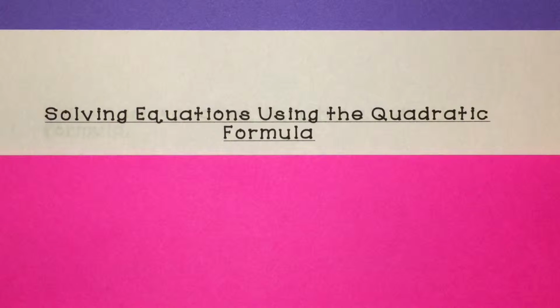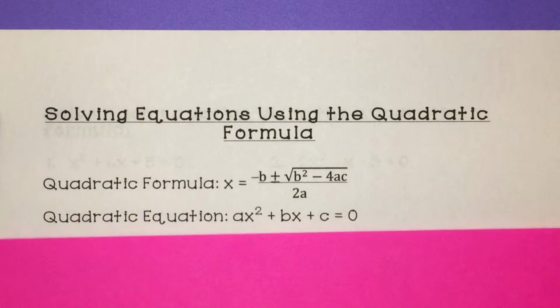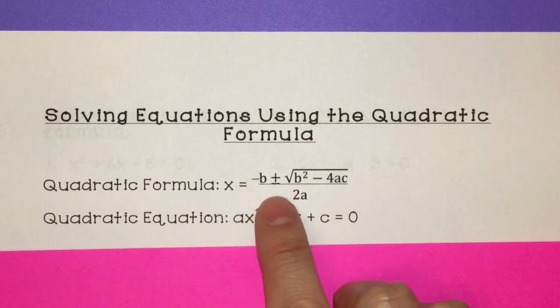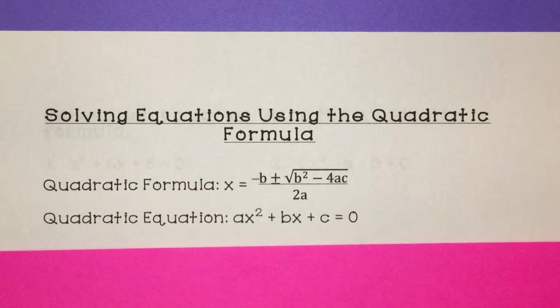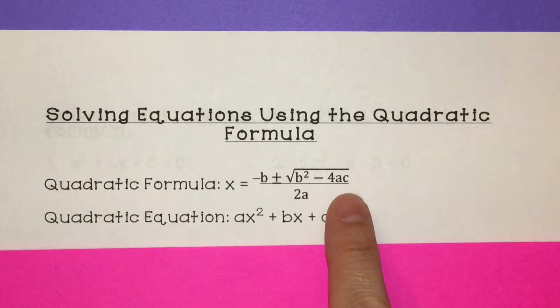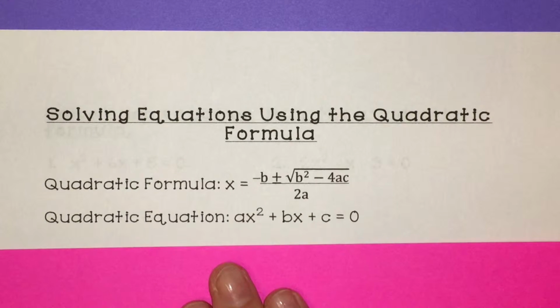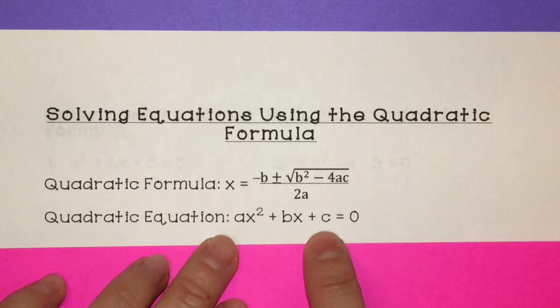We're going to solve equations using the quadratic formula. So the quadratic formula is x equals negative b plus or minus the square root of b squared minus 4ac over 2 times a. And so if you're given a quadratic equation and you want to solve it and see what x is equal to, you can plug in the a, b, and c values.